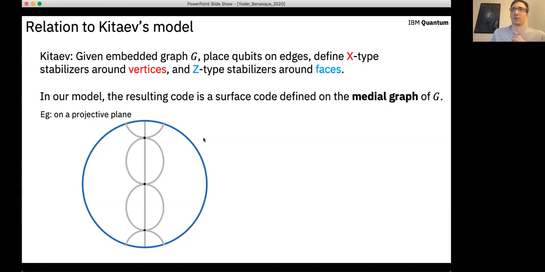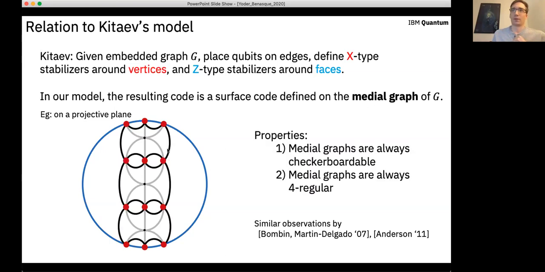So for instance, here there's a graph on the projective plane. There are qubits on the edges. To get to our model, we want to make sure that the stabilizers here correspond to faces. So we draw what's called the medial graph. Here, the dark colored lines are the edges of the medial graph. And so you can always take a homological code, draw the medial graph, and then you get an equivalent code defined in our model using the medial graph.